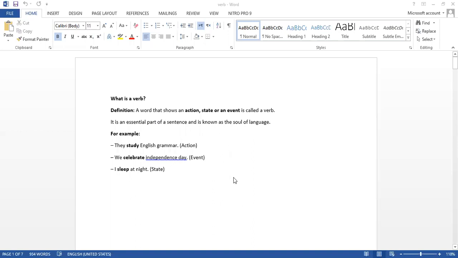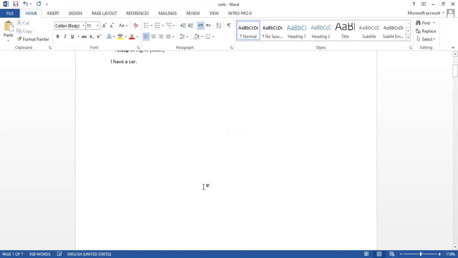Verb. As we discussed, a word that shows an action, state, or event is called a verb. For example, they study English. Now, study is what? Action. We celebrate Independence Day. Celebrate is what? Event. I sleep at night. Sleep is what? State. It also shows possession. For example, if I say I have a car, have shows the possession.